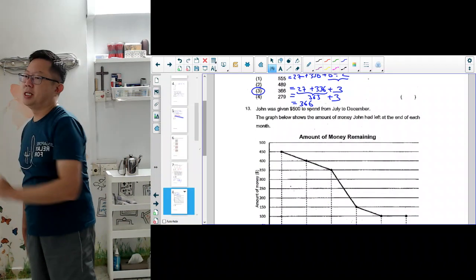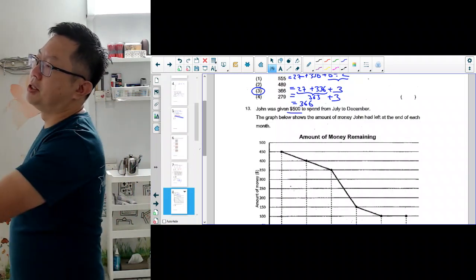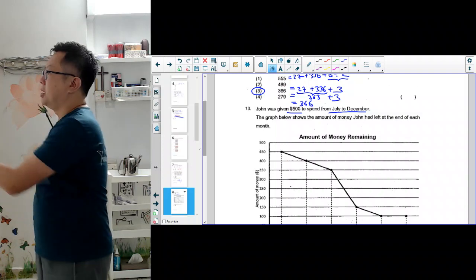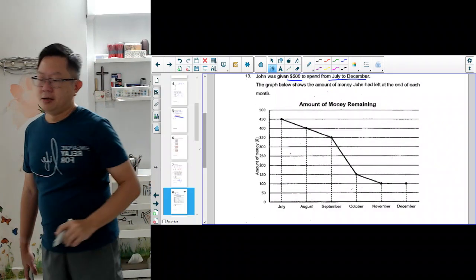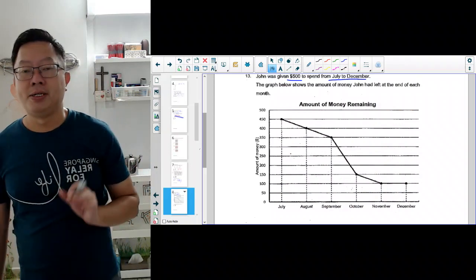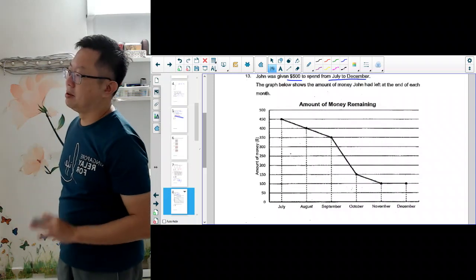Okay, next one. Question 13. Line graph. John was given $500 to spend from July to December, and the graph shows the money that he had left at the end of each month. Now, there's an important lesson here, whether it's a bar graph or a line graph. You will have to put the numbers on the line graph first before you even try to solve the problem.